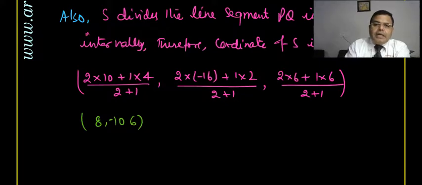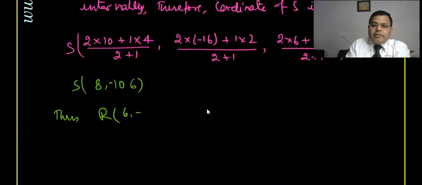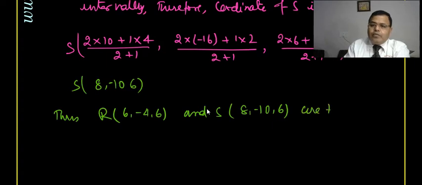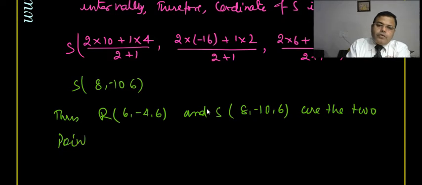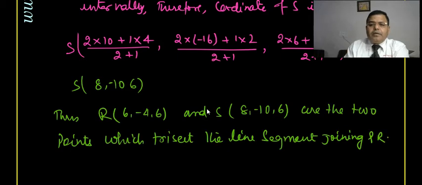So this is the coordinate, and therefore S is equal to this. Thus the coordinate of R is (6, minus 4, 6) and S is (8, minus 10, 6). These are the two points which trisect the line segment joining P and Q. Okay, so that is the answer.